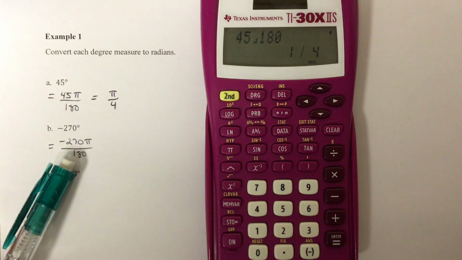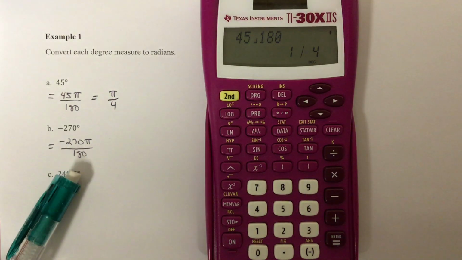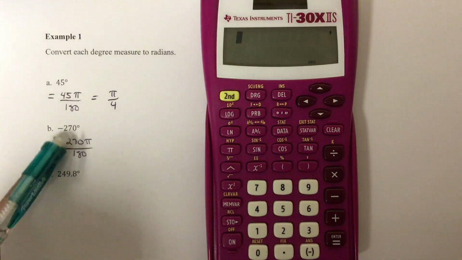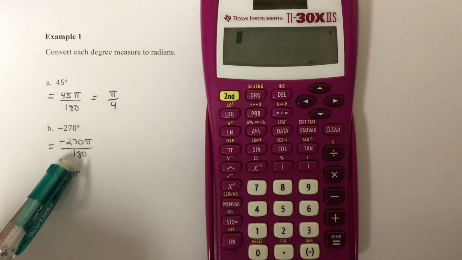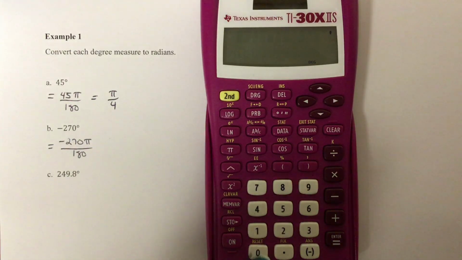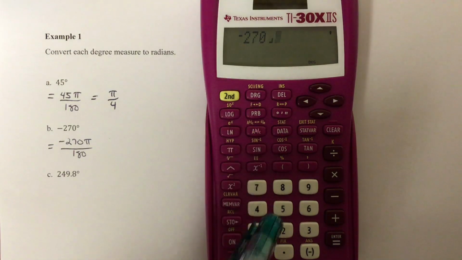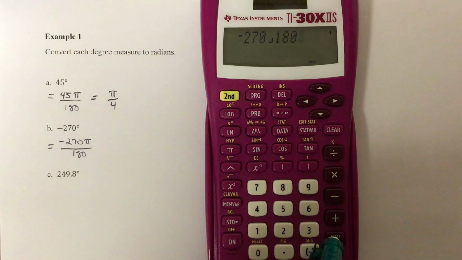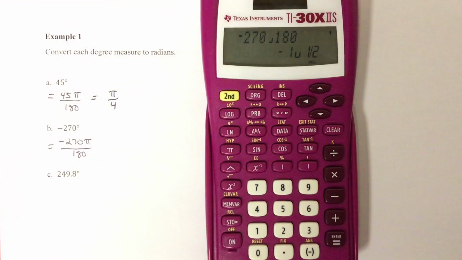Okay, so how about the second one? It works pretty much the same, but because this is an improper fraction, there is one extra step that we're going to want to do here. So let's go ahead and enter our negative 270 fraction 180. And this time when you press equal, you'll notice that you get a mixed number. So it simplifies that fraction to negative 1 and 1/2.